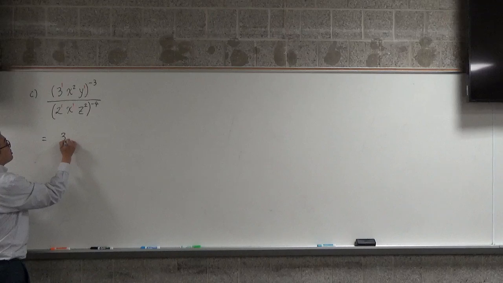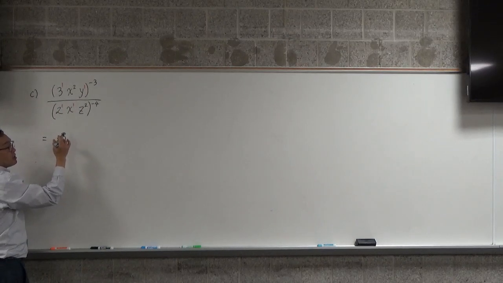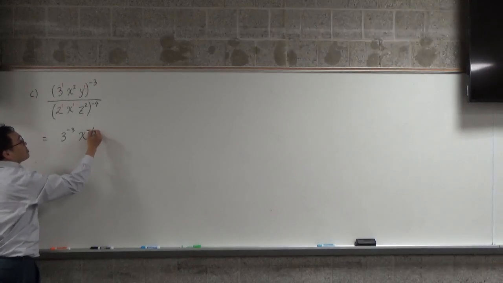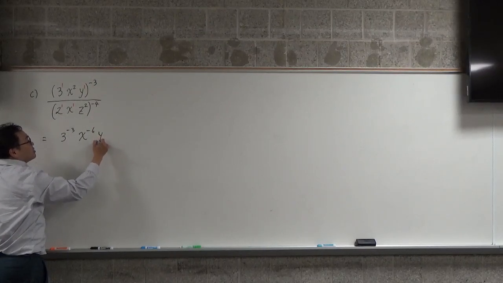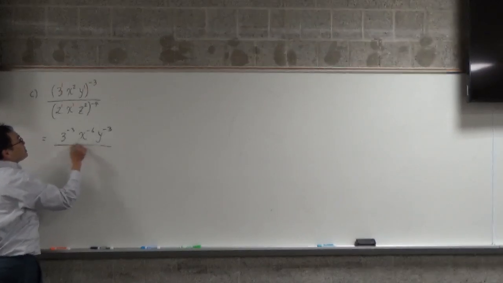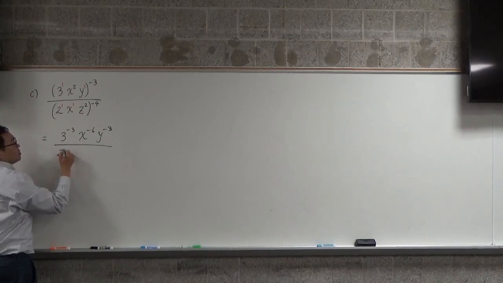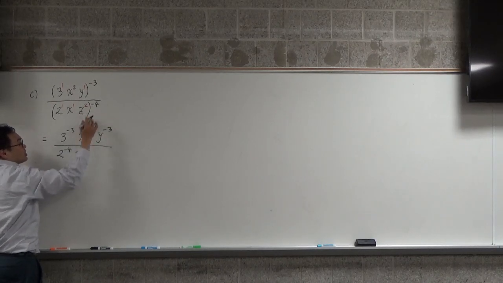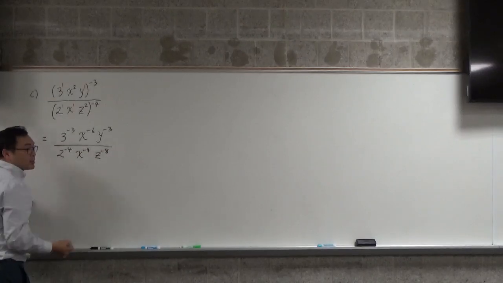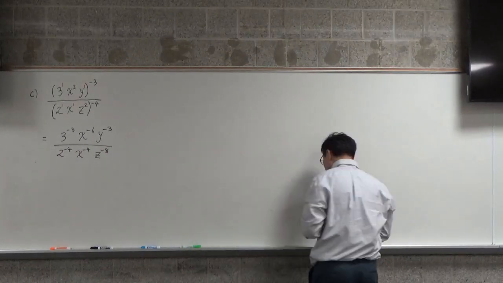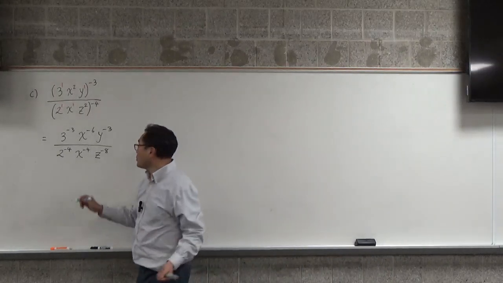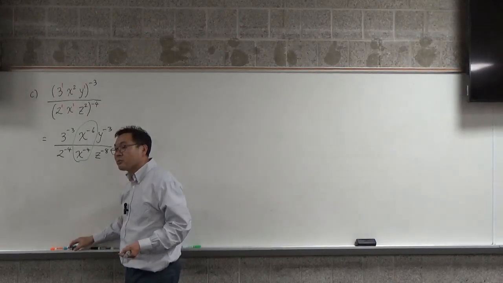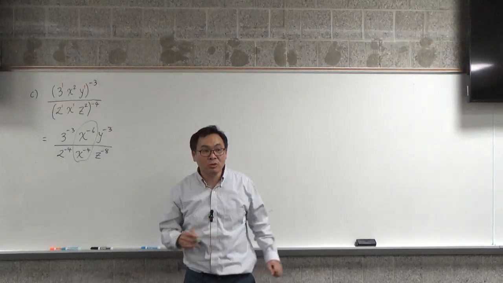Okay, so you get 3 to the 1 times negative 3, which is negative 3. 2 times negative 3 is negative 6, so you have x to the negative 6. 1 times negative 3 is negative 3. And then 1 times negative 4 is negative 4. 1 times negative 4 is negative 4. 2 times negative 4 is negative 8. Okay? So that's what you get. And again, we have just one part that we can simplify. This is the same base, and you're dividing. If you're dividing with the same base, what do you do?